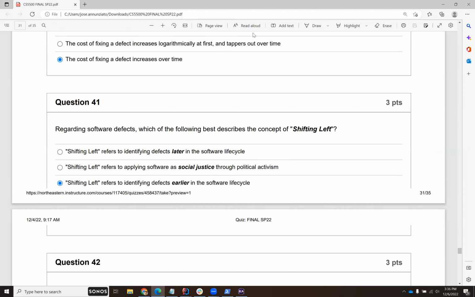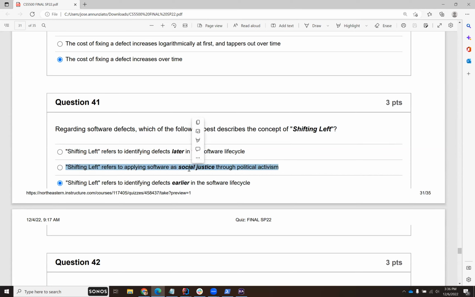So that's where the shift left terminology comes in, right? Where you shift left in time, and where left is the beginning of time, and as you move to the right, you're prolonging the time it takes you to identify those defects. So this one asks, what does it really mean with regards to identifying software defects? Well, shifting left refers to identifying defects earlier in the software lifecycle, right?